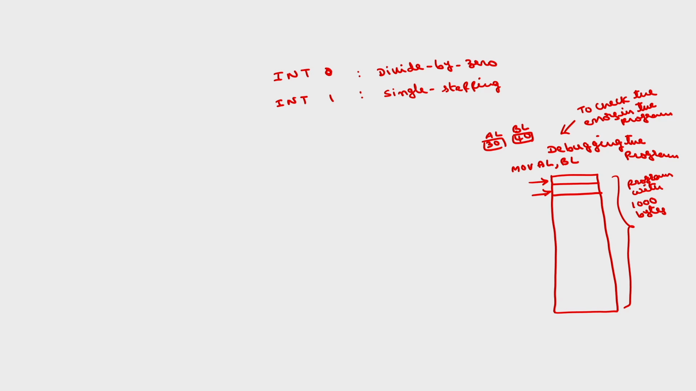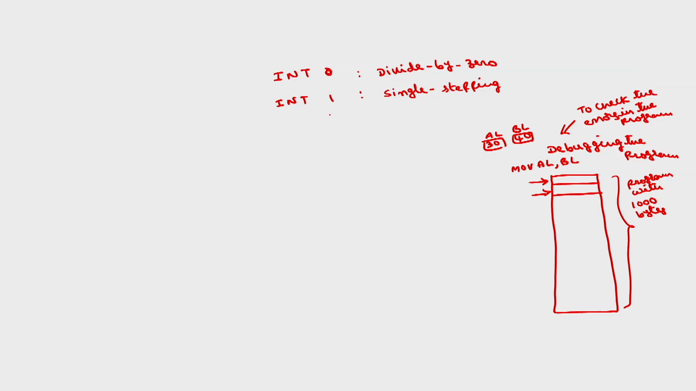Like that I will execute the instructions in 1000 steps. If I have 1000 bytes in this program, I will execute it in 1000 steps. After each step I will check the contents of the registers, and if the contents are fine, then there is no error and I will move forward with the next instruction. This is what is called single stepping.